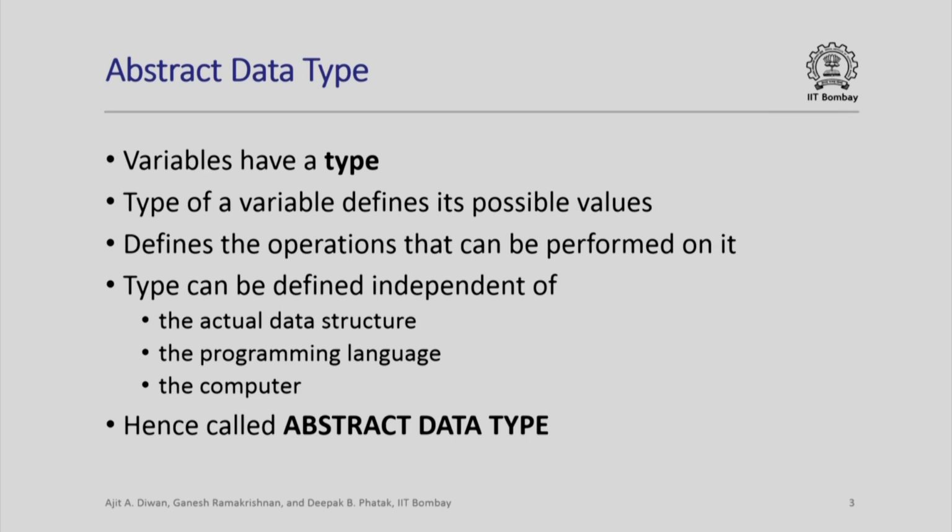And the type of a variable is actually independent of the data structure used to represent that variable, the actual programming language used, or even the computer used. Hence, we call this type an abstract data type. It only specifies what are the possible values of that variable and what are the operations that can be performed on it. It does not say how the variable is represented inside the computer or which programming language is used and so on. We are only worried about the possible values and how you can manipulate those values.